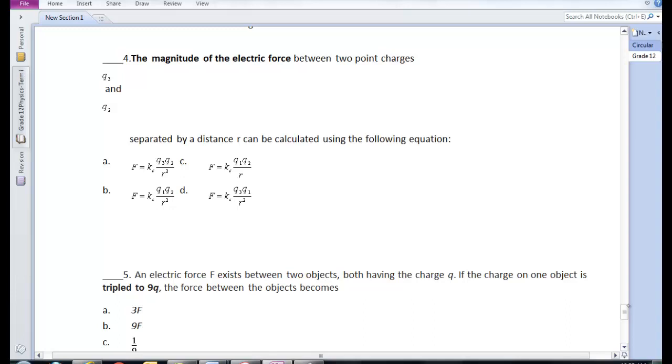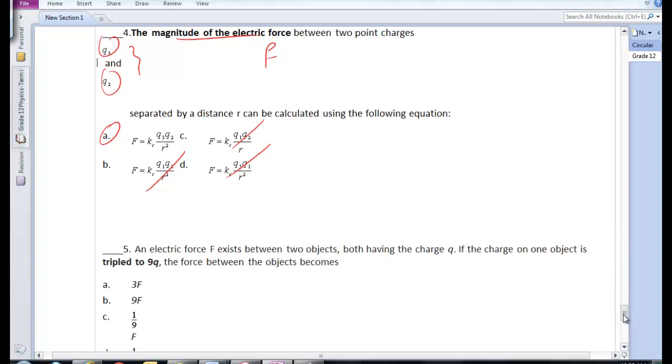The magnitude of the electric force between two point charges, Q2 and Q3, the magnitude of the force is F. You need to select the law that has Q2 and Q3, which is F equals k Q2 Q3 over r squared. So this is wrong and this is wrong and this is wrong, because they do not particularly mention the two Q's that you have.